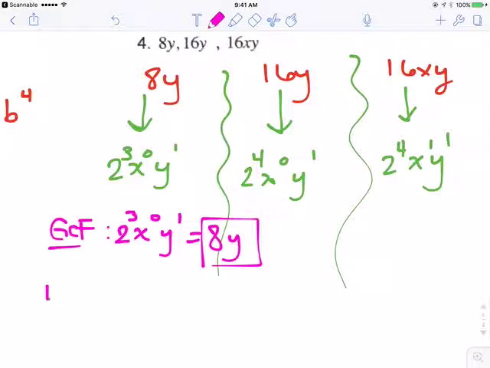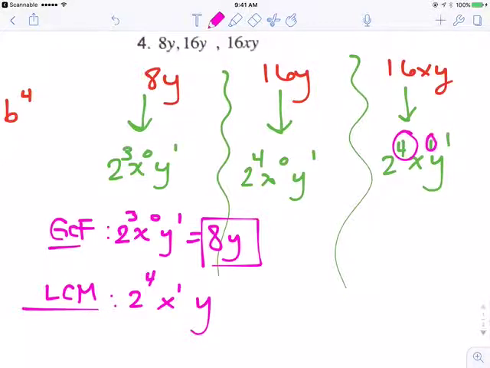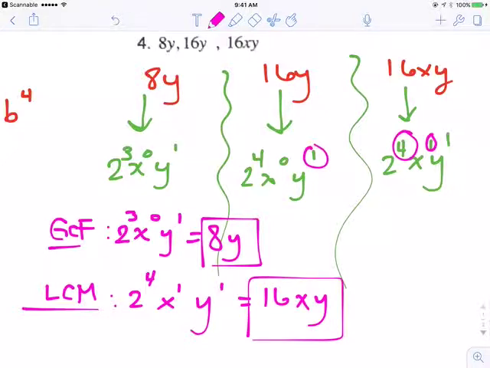All right. LCM. What are the 3 terms I need? 2, x, and y, right? For the least common multiple, I need the powers that are the highest, right? Highest power of 2 is 4. Highest power of x is 1, highest power of y, 1. There we go. 2 to the power of 4 is 16, x, y. Cool?